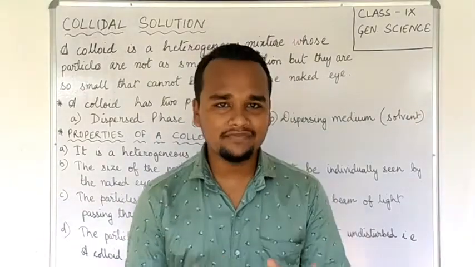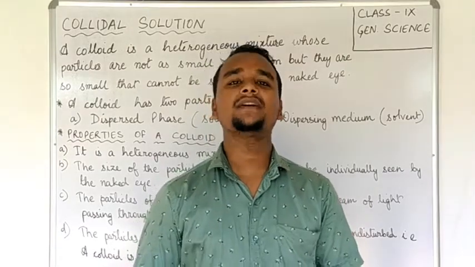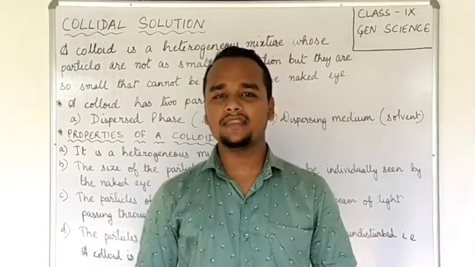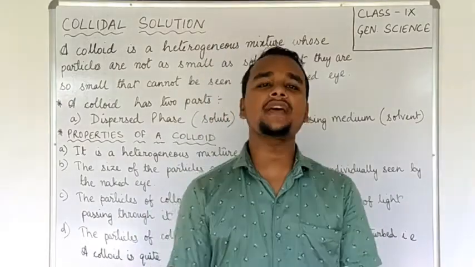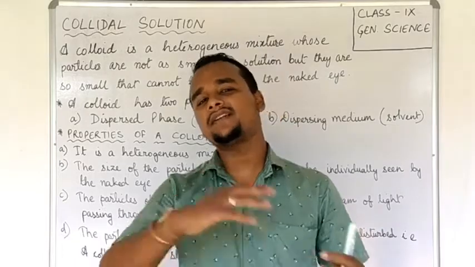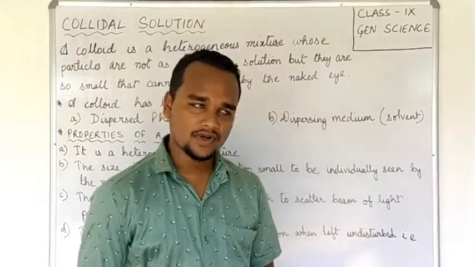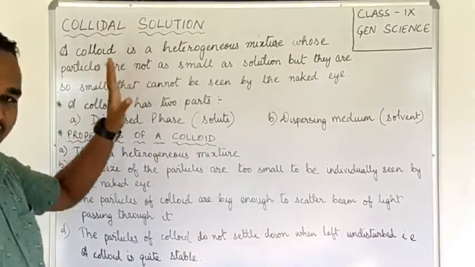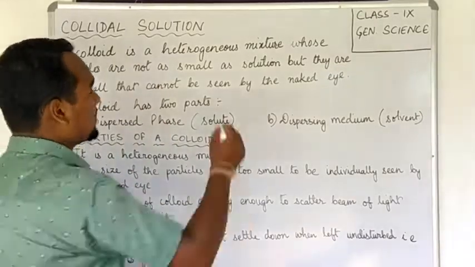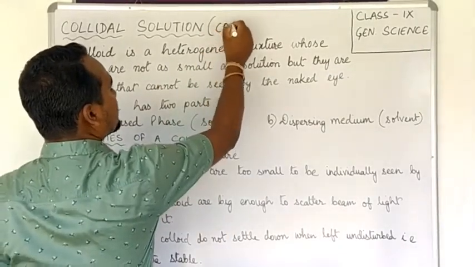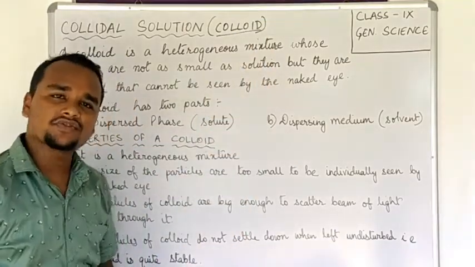And when you leave the heterogeneous mixture undisturbed, what will happen? The salt particles will settle down at the bottom. So this is what we discussed about suspension. Today we are going to discuss another heterogeneous mixture, that is colloidal solution. Let us start with the definition of colloidal solution. What is a colloidal solution? Its other name is colloid. Let me write it: COLLOID. You can call a colloidal solution a colloid.